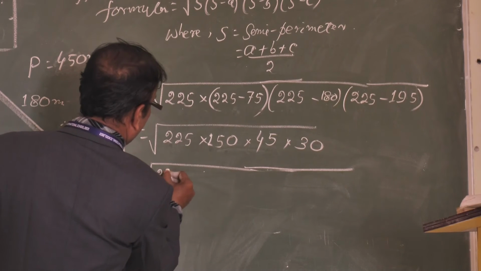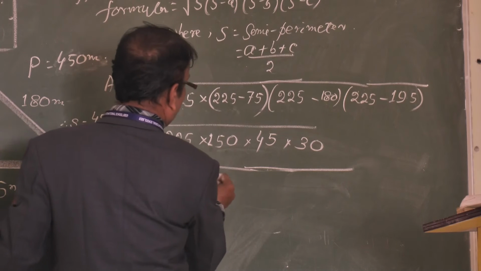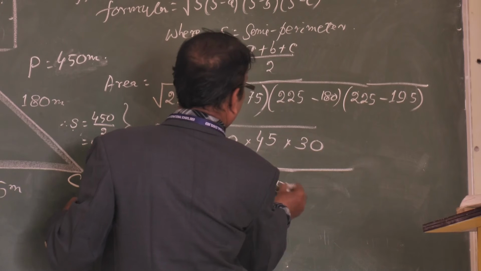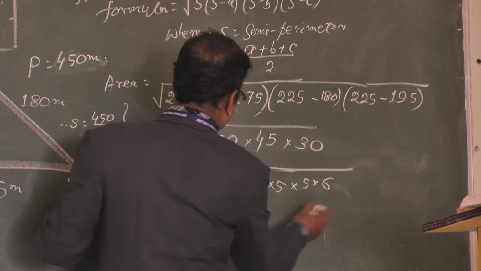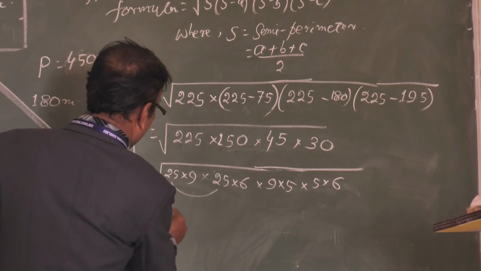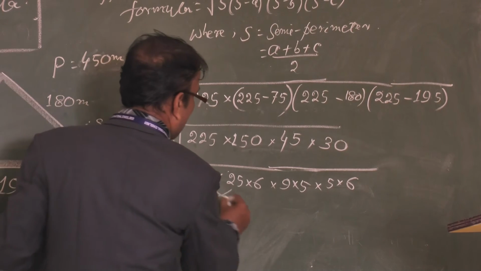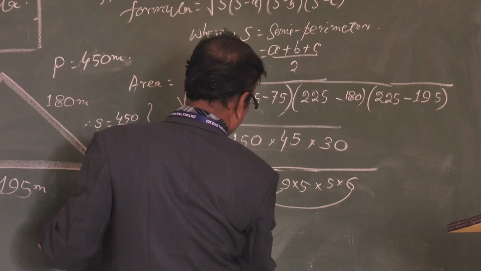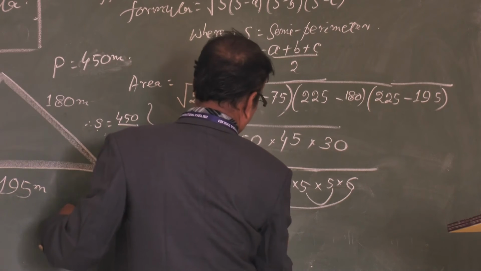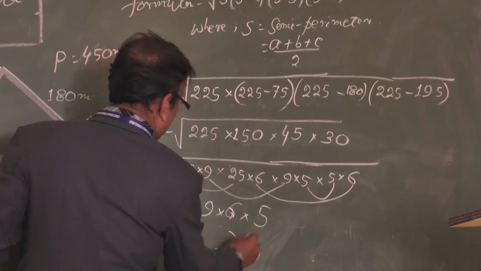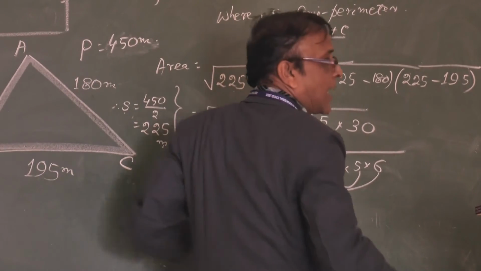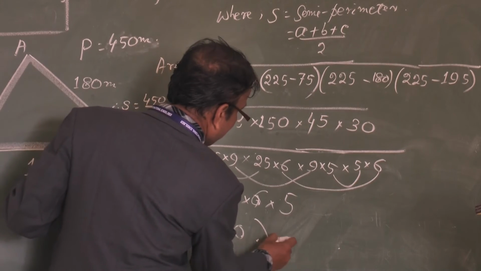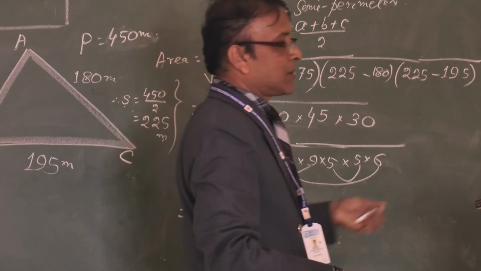So this is your 25 into 9. Here it is 25 into 6. Here it is equal to 9 into 5, and here 5 into 6. Now from this double 25, 25 I brought, double 9, 9 I brought, double 6, 6 I brought, and this double 5, 5 I brought. So finally multiply and you will get the answer, and that answer will be 6750 square meter.